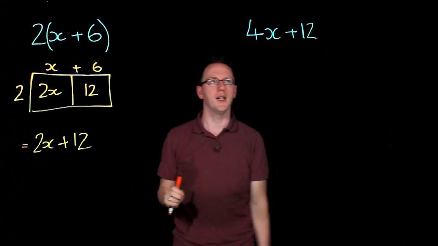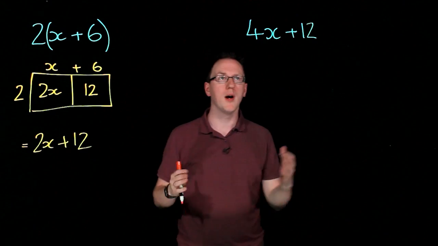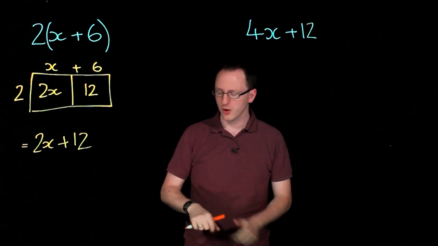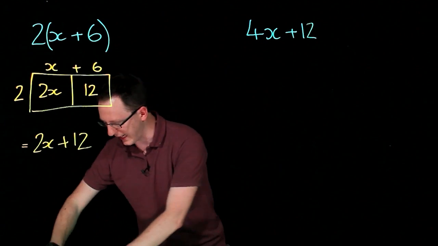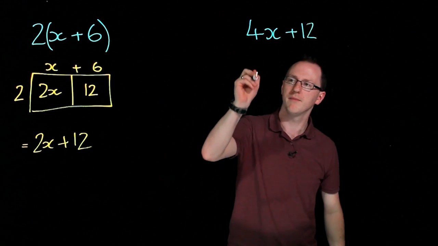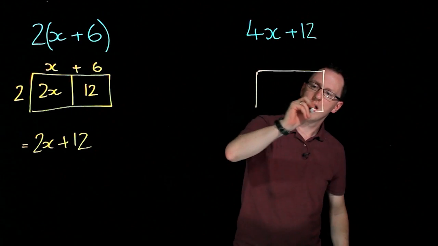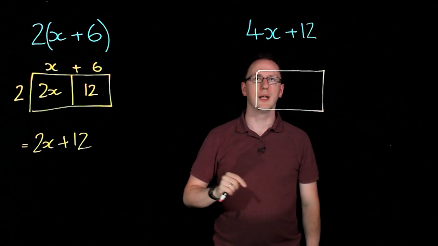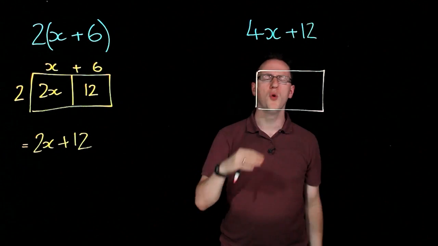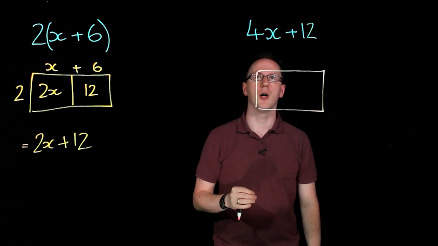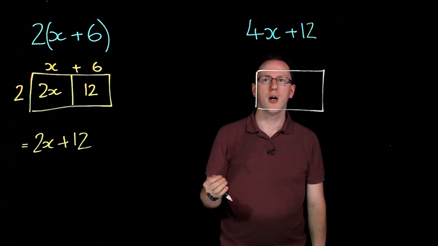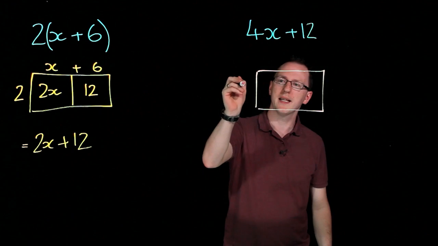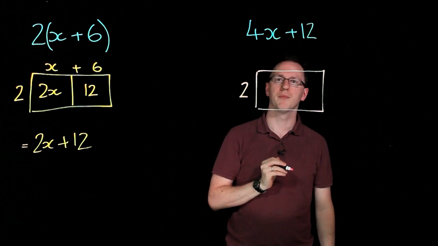Well, here's an example over here, 4x plus 12, where I'm going to try to factorise it. So I'm going to start with my rectangle again. So let me draw my rectangle. But I have a problem because I don't know what length this is going to be. I'm going to look at my numbers 4 and 12 and think, what do they have in common? So each of them are divisible by 2. So let me make this side length 2.